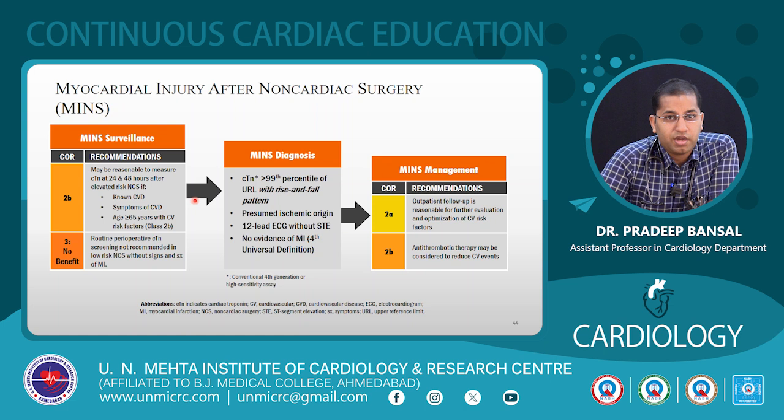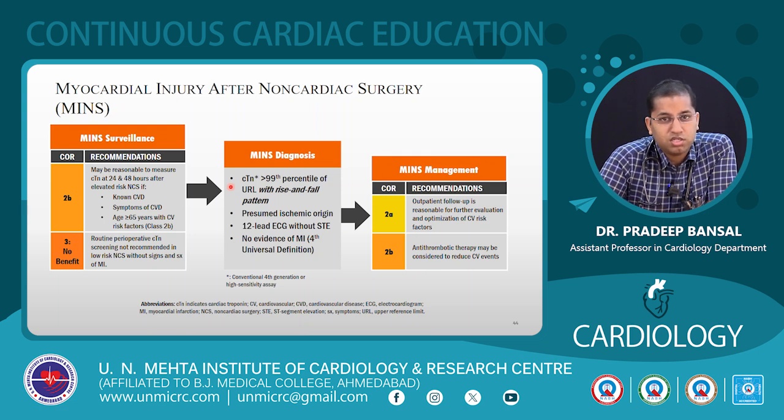So, what is the diagnosis? If cardiac troponin is more than the 99th percentile upper reference limit with a rise and fall pattern, presumed ischemic origin, 12-lead ECG without ST elevation and no evidence of MI. So, how to manage? Outpatient follow-up is reasonable for further evaluation and optimization of cardiovascular risk factors. Antithrombotic therapy may be considered to reduce cardiovascular events.